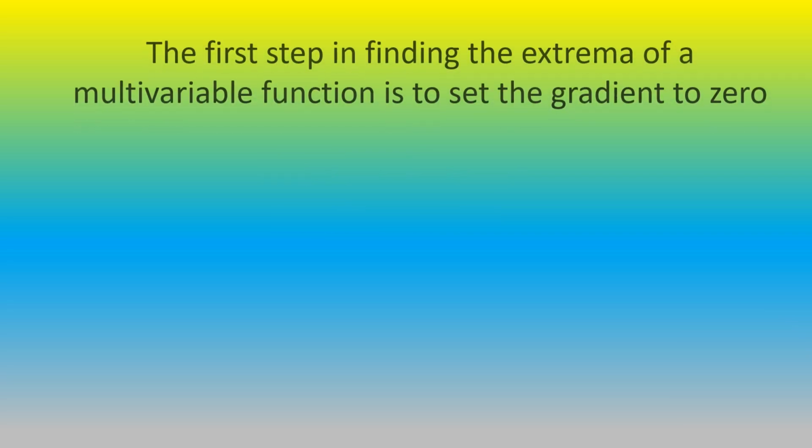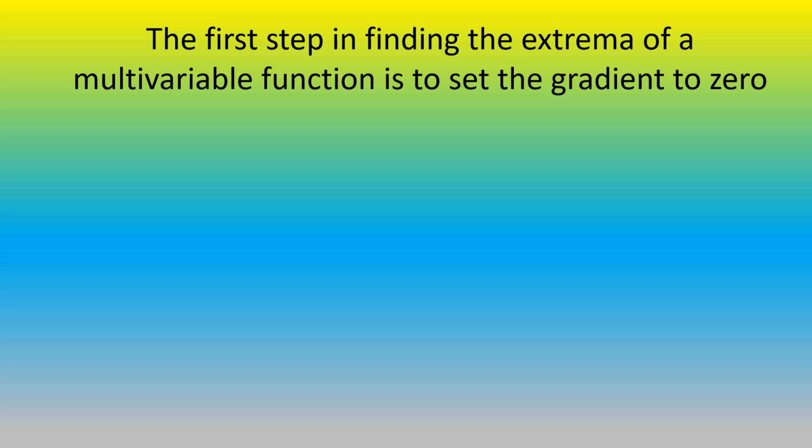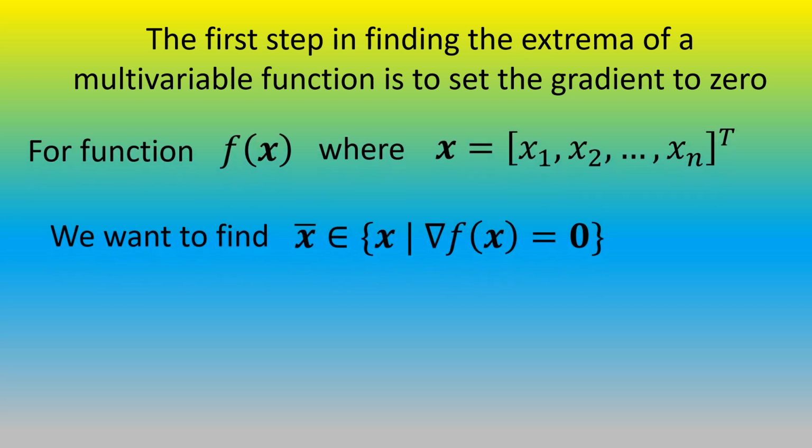So the first step in finding the extrema of a multivariable function is to set the gradient to 0. So for a function f of x, where x is the vector of x1, x2, all the way to xn, we want to find x bar that is a member of all x's such that the gradient of f of x is the 0 vector. And so we could say that for each element.